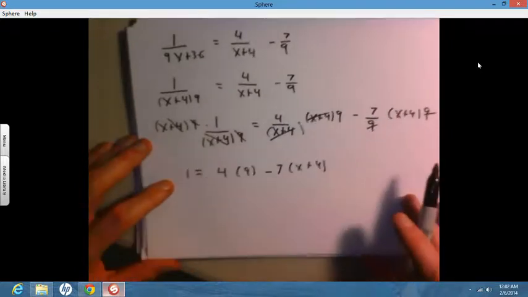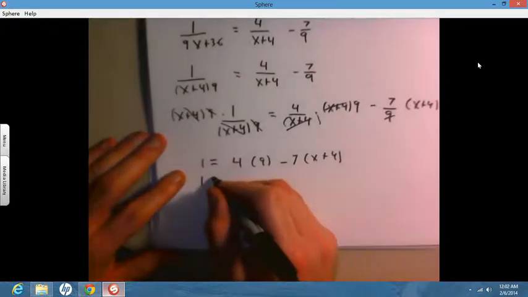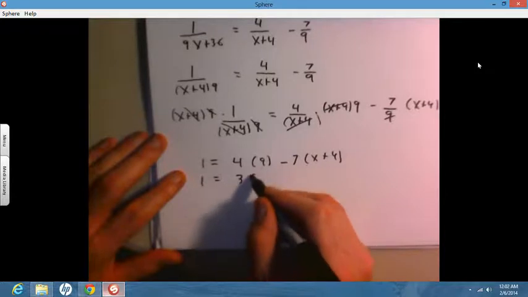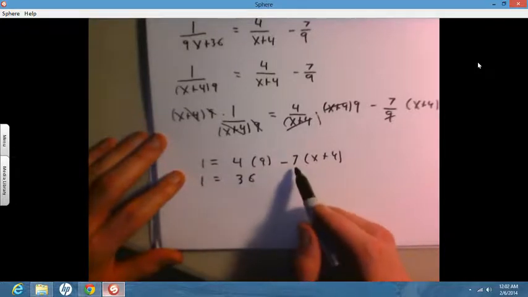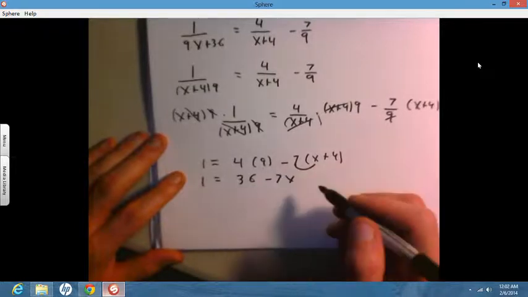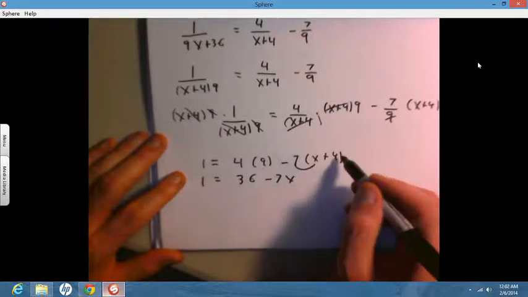Now I'm going to have 1 is equal to 9 times 4, which is 36. And I use the distributive property. I multiply the negative 7 by the x and the 4. So I multiply it by the x and get minus 7x. And I take the minus 7, multiply it by the 4, and I have minus 28.